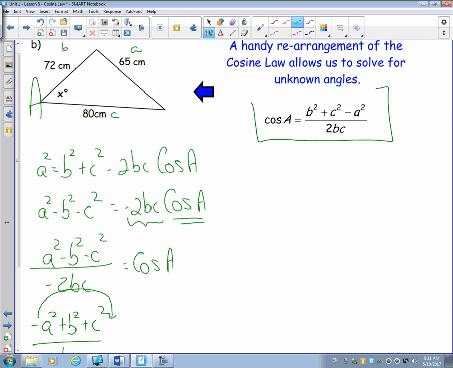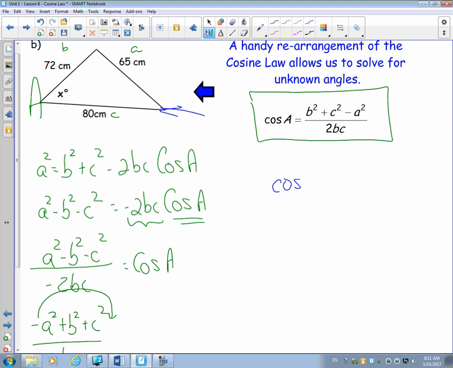Okay. So this is the formula we're going to be using. That's our formula for the unknown angle using the cosine law. I don't expect you to memorize it, though you're welcome to, but I do need you to know how to use it. So back to the question now. So we're going to take this same question, but we're using our slightly different version of the formula.